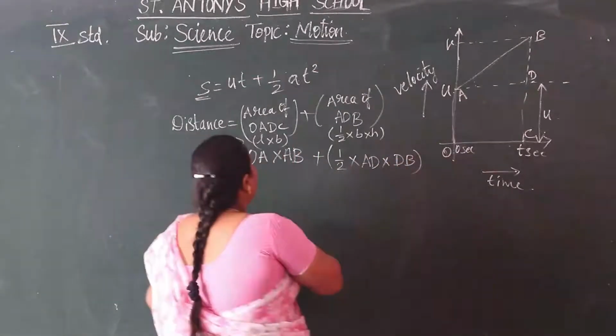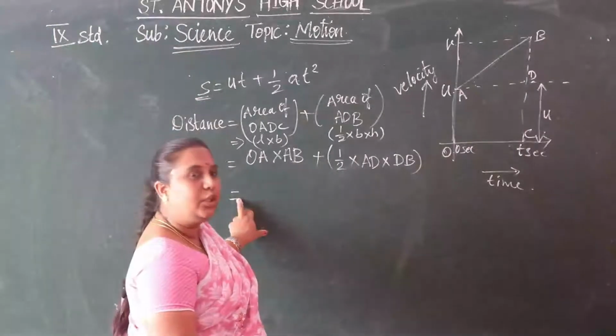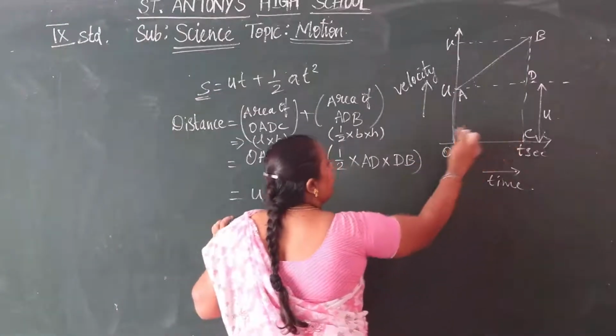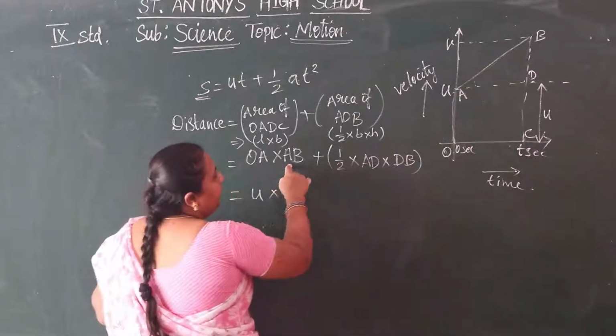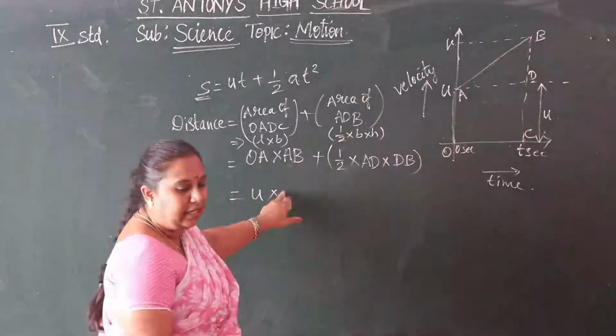Okay, so here we have OA. So what is OA? OA is u. Into AB. What is AB? That is velocity v.